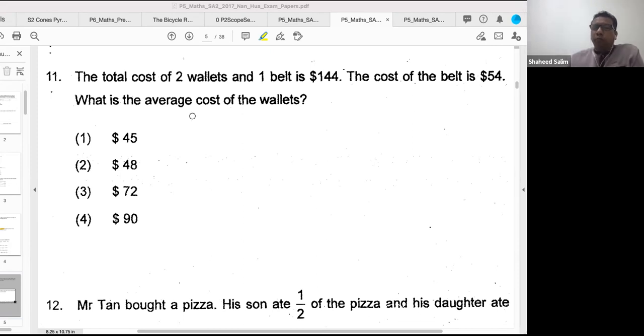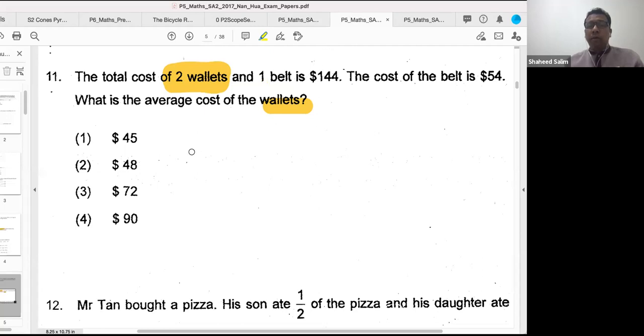Okay. Myra and Shafia, your answer is correct for two wallets. But they want you to find the average cost of the wallet, one wallet. So this is one, do you want one wallet? How? Okay, we do. Down here, see now one by one.